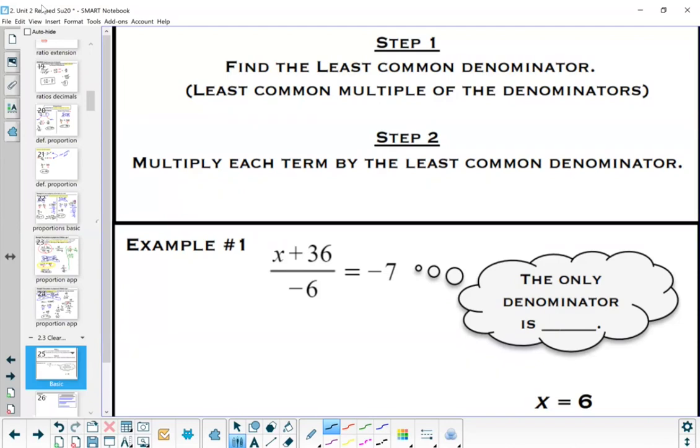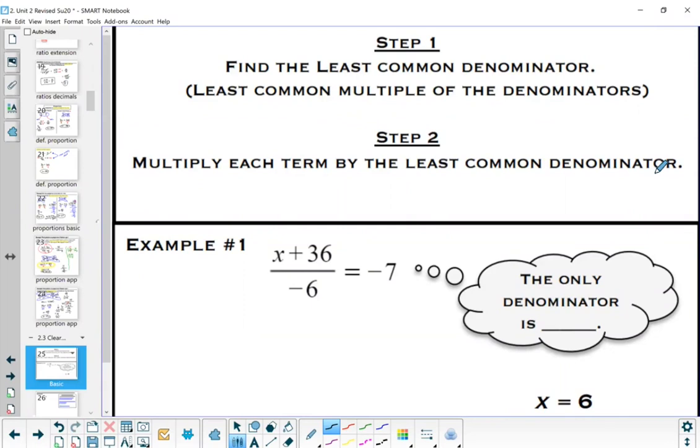So I'm going to start with something that's pretty easy to show you how to solve equations by clearing fractions. You want to use the method of clearing fractions when you have an equation and you have multiple fractions. Now this example here says x plus 36 divided by -6 equal to -7. We don't necessarily need to clear fractions as a method, but we're going to see it here. So you see you have a fraction. We want to clear the fraction.